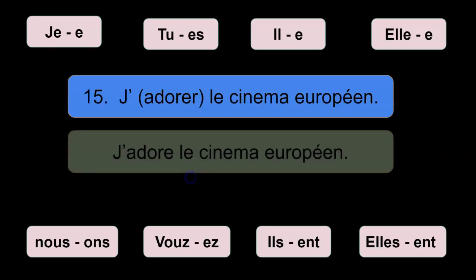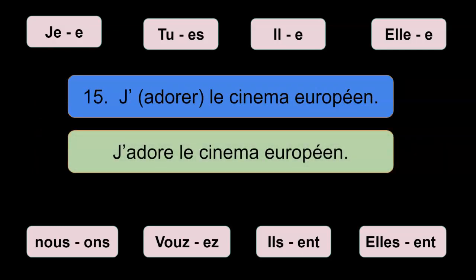J'adore le cinéma européen. J'adore. So make sure you guys have the J apostrophe. You have an A here. I love the European cinema. Moi aussi. Me too.